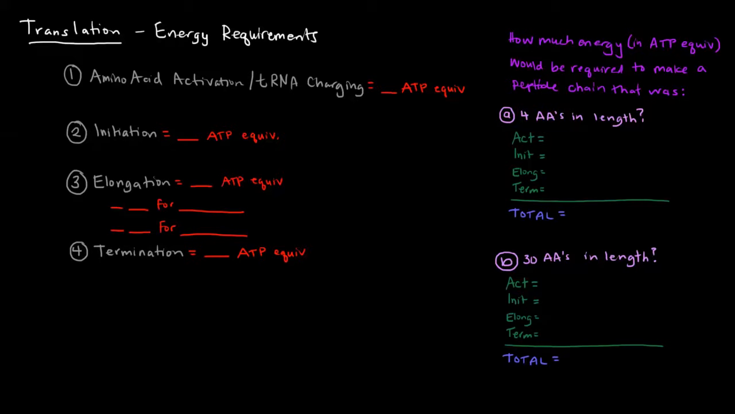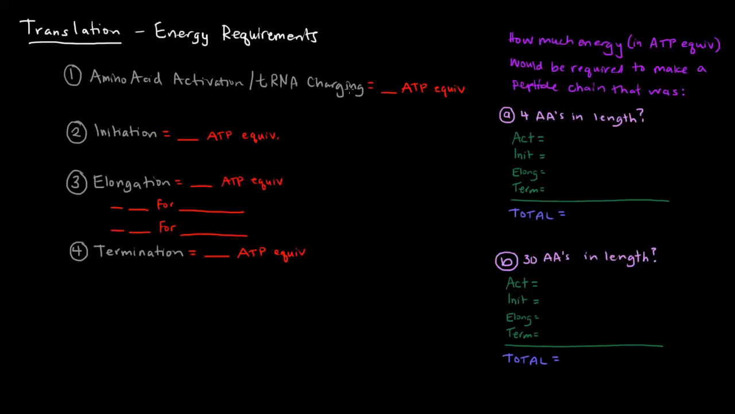In this video, I want to talk a little bit about the energy requirements of translation. So in translation, we had a bunch of different processes occur, namely initiation, elongation, and termination. But before we could even have that, we had to have the aminoacyl tRNA synthetase reaction occur, which activated the amino acid and charged the tRNA.